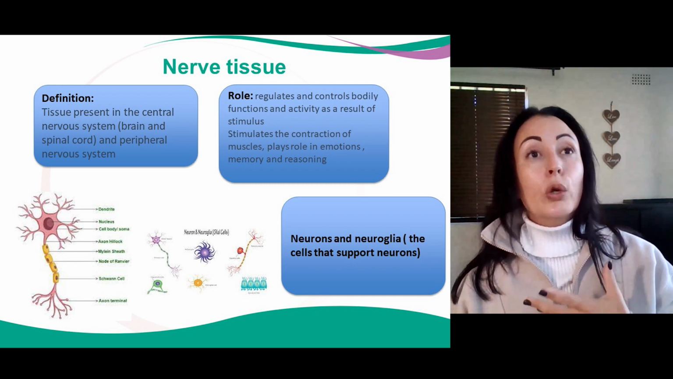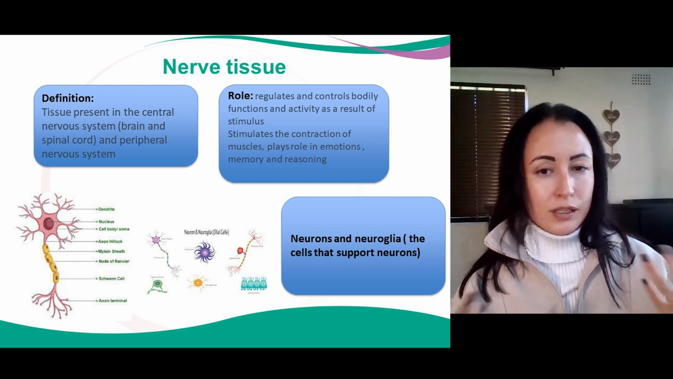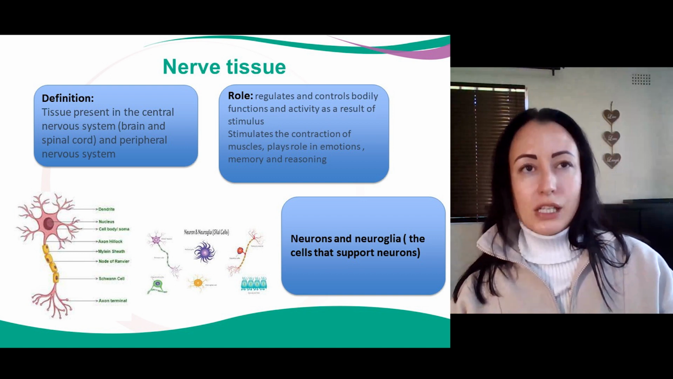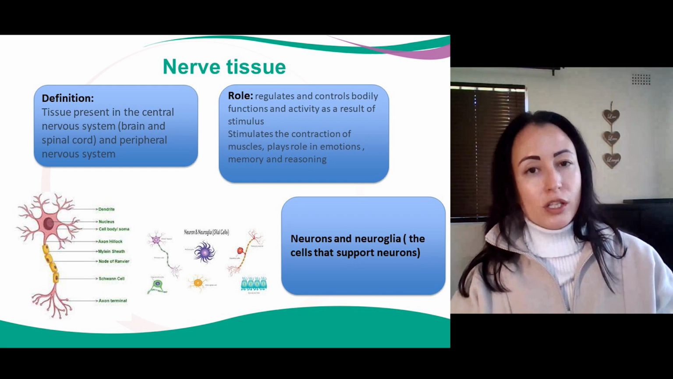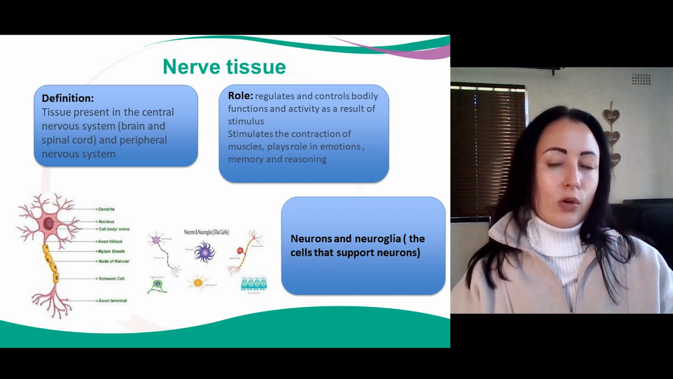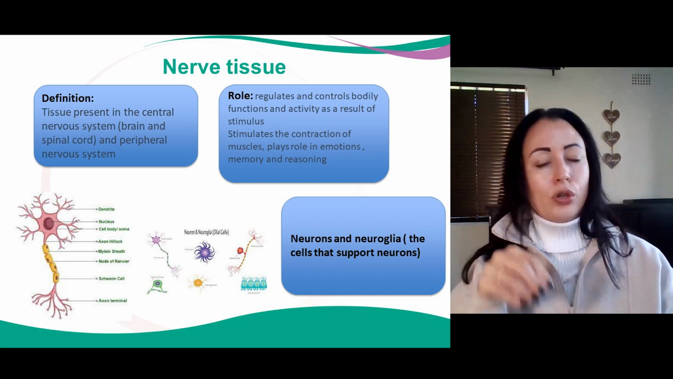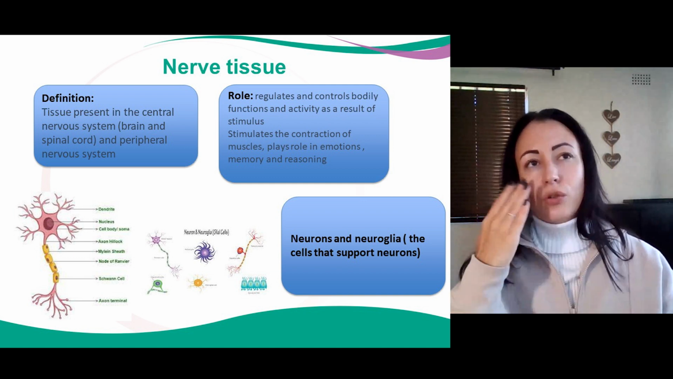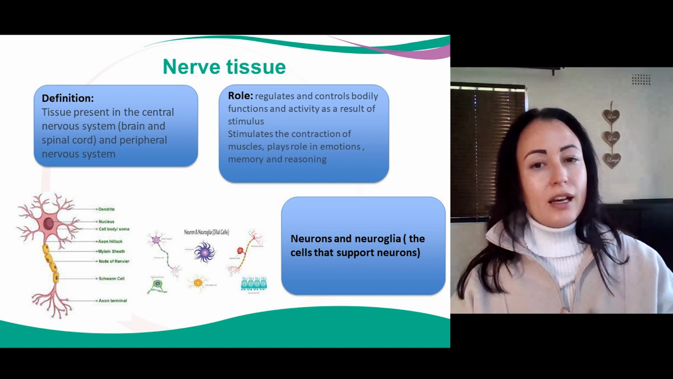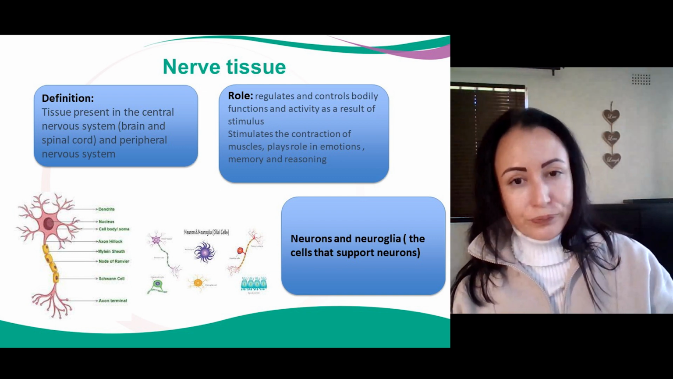So it would help you react to a stimulus, such as touching something hot. Your neuron picks up the stimulus that, oh, hold on, it's hot. Let me react and cause the muscles to pull away. So it picks up stimulus like touch, what you see, what you hear; that is nerve tissue.